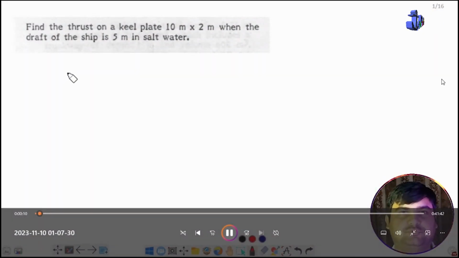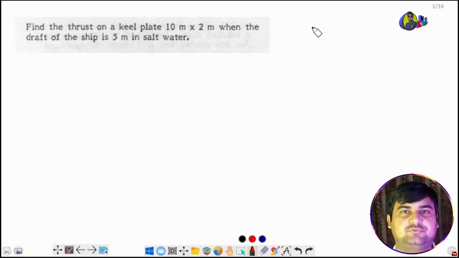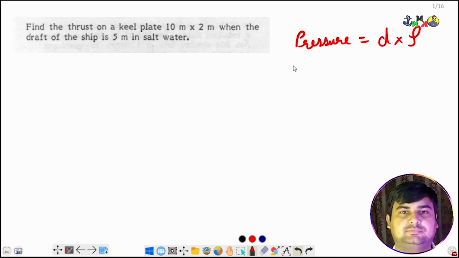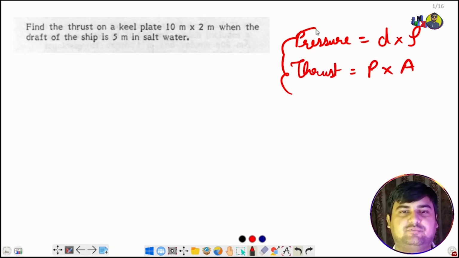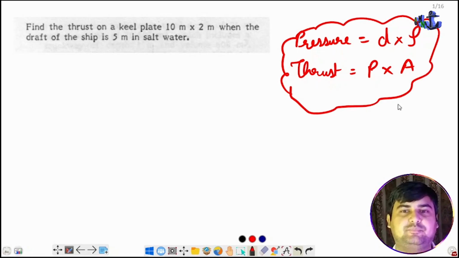So in this video, we will solve some of the problems related to water pressure. Just for a revision, we will revise the formulas for pressure. Pressure is equal to depth into density, and thrust is equal to pressure into area. This we have already discussed. These two formulas are very important, which we will be using for further problems.